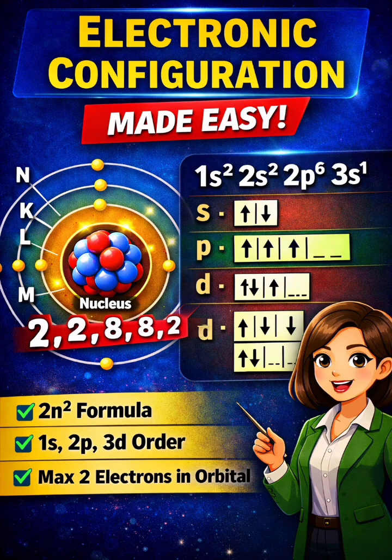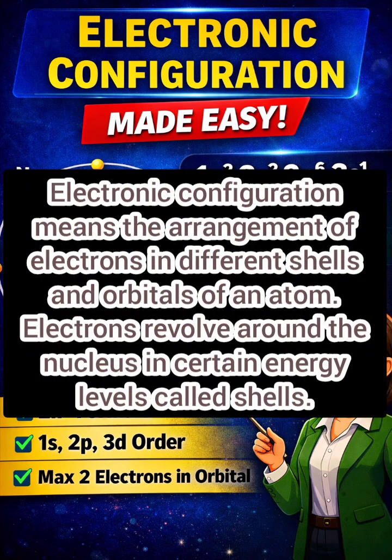Today we will study an important topic in chemistry called electronic configuration. Electronic configuration means the arrangement of electrons in different shells and orbitals of an atom. Electrons revolve around the nucleus in certain energy levels called shells.